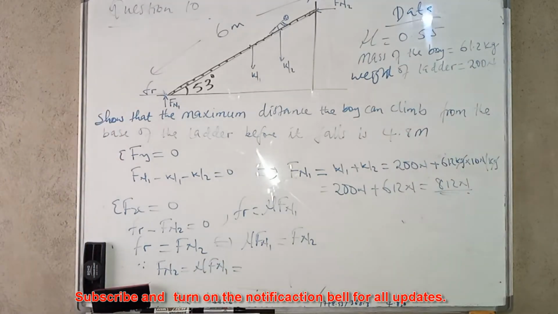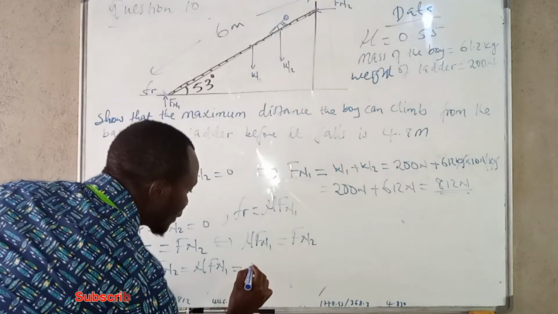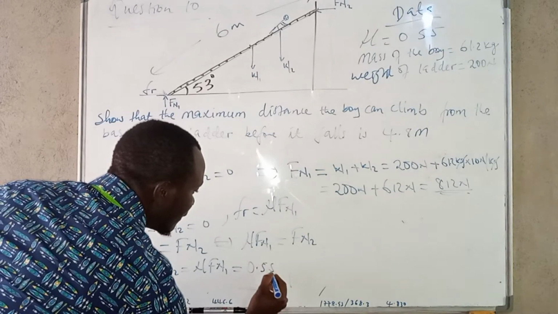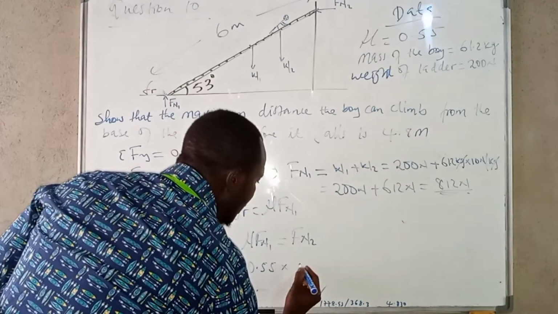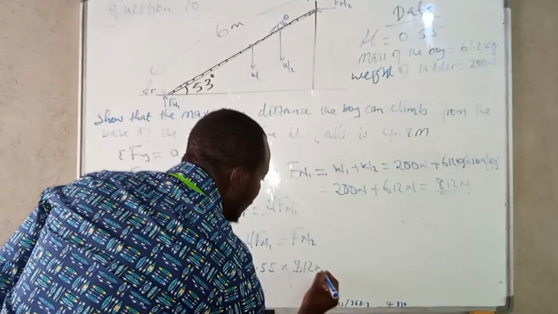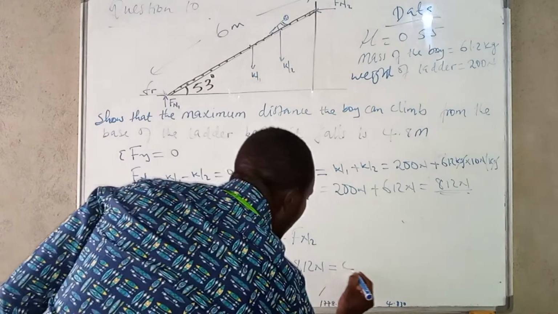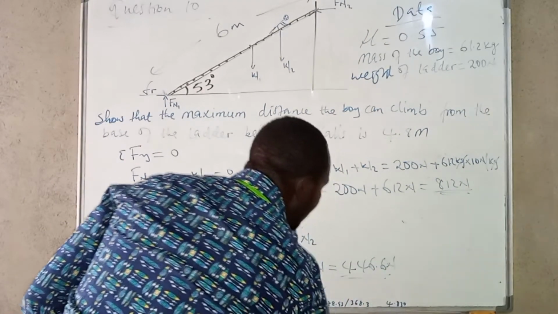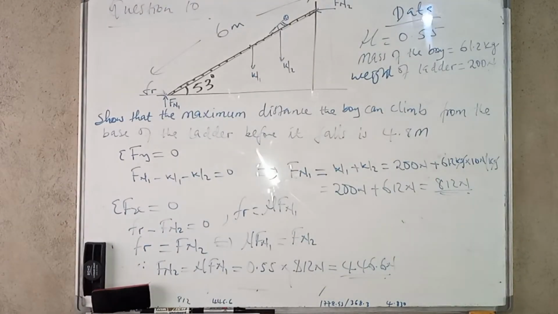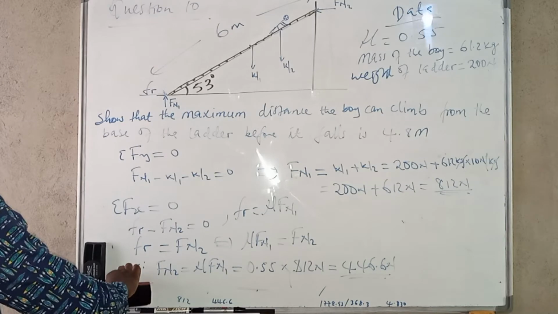Plugging in the values, we know that mu is equal to 0.55. 0.55 times Fn1. Fn1 is this one, which is 812 newtons. This will give us 446.6 newtons as Fn2.